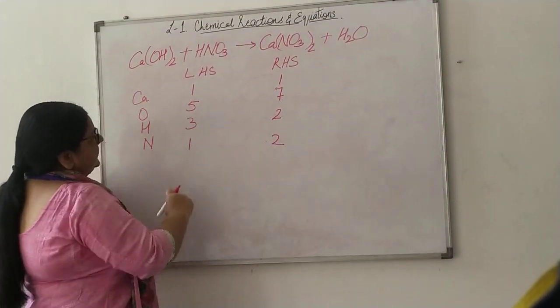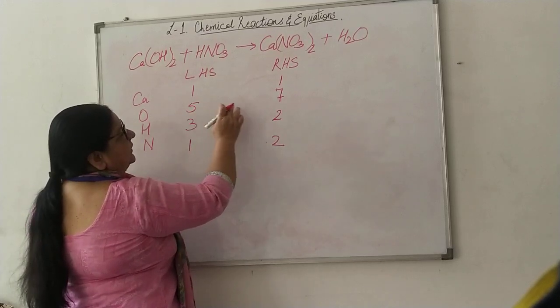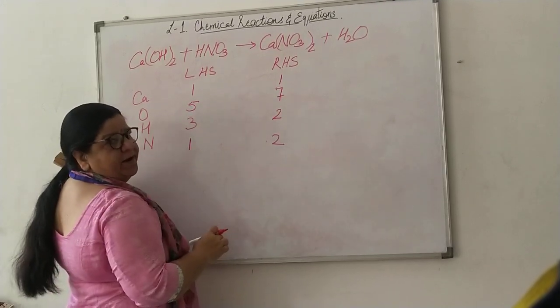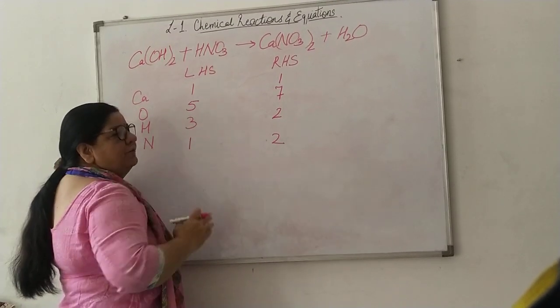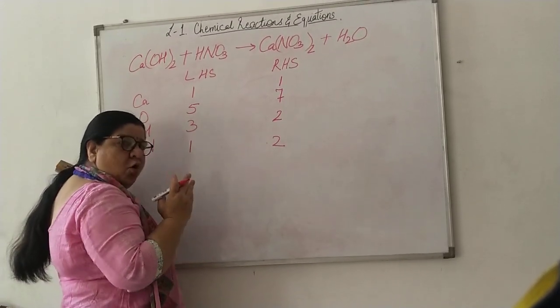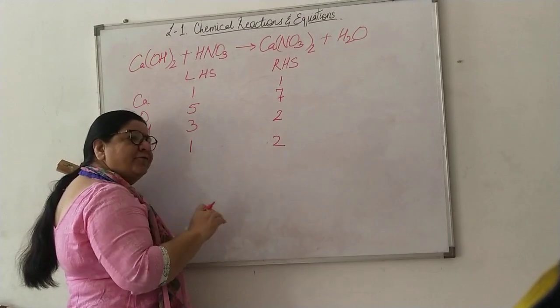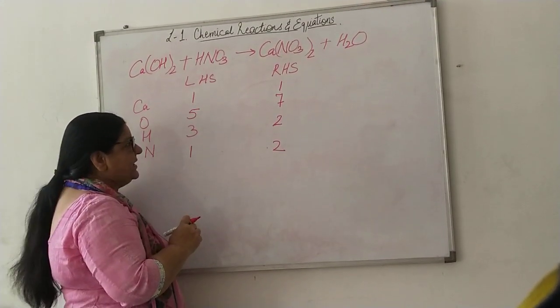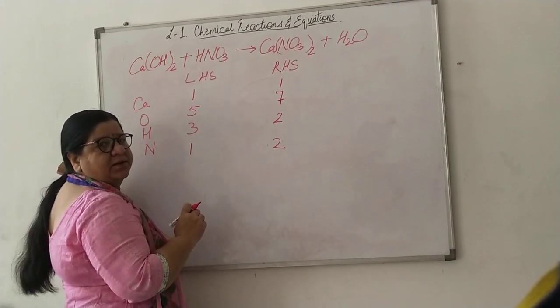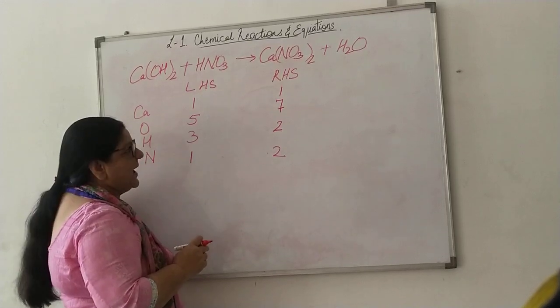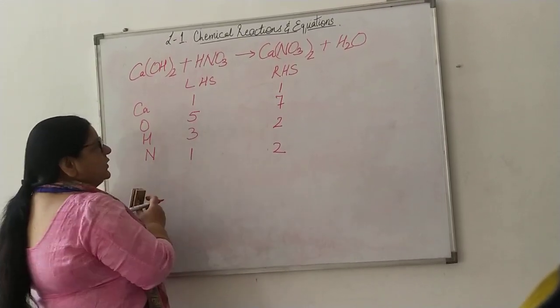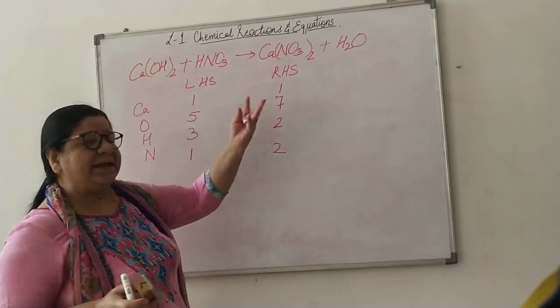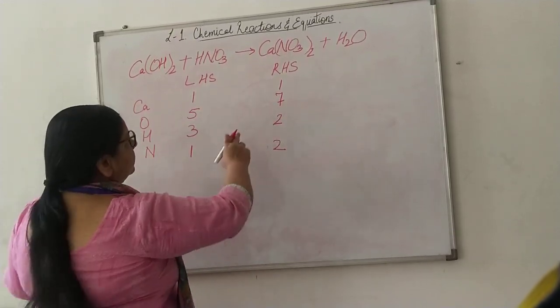Now here if we see, this oxygen has got a very big number. Then first of all we will see if it is an odd number, we have to convert it into an even number to balance it. Otherwise it becomes difficult to balance. So to make it into an even number, what we do is we write 2.